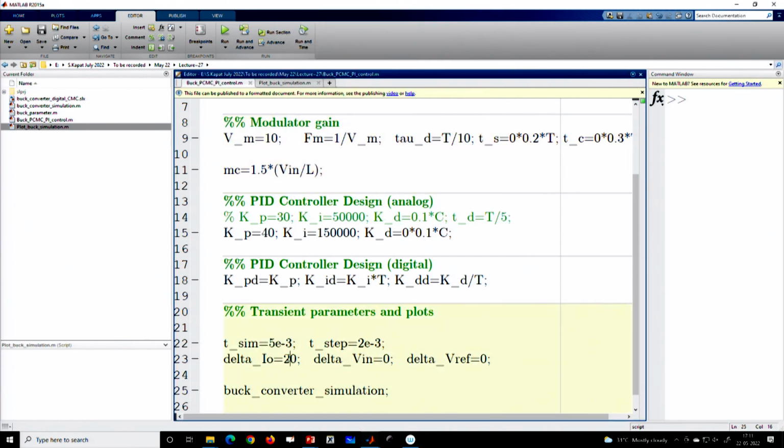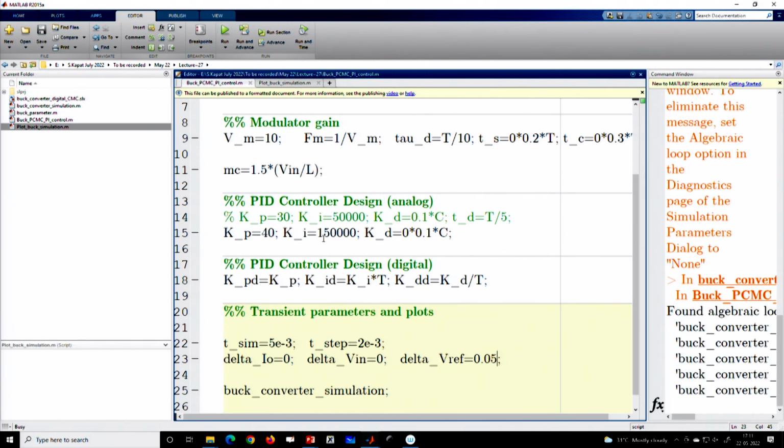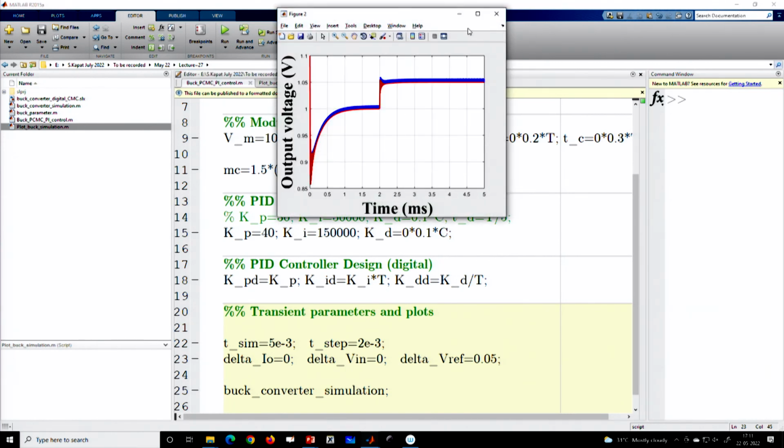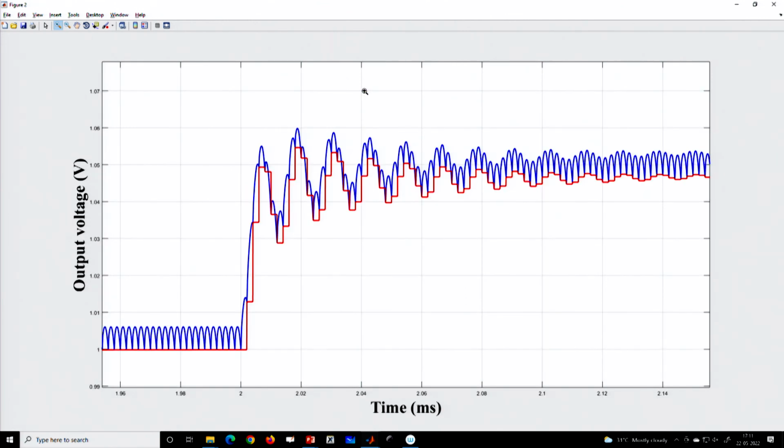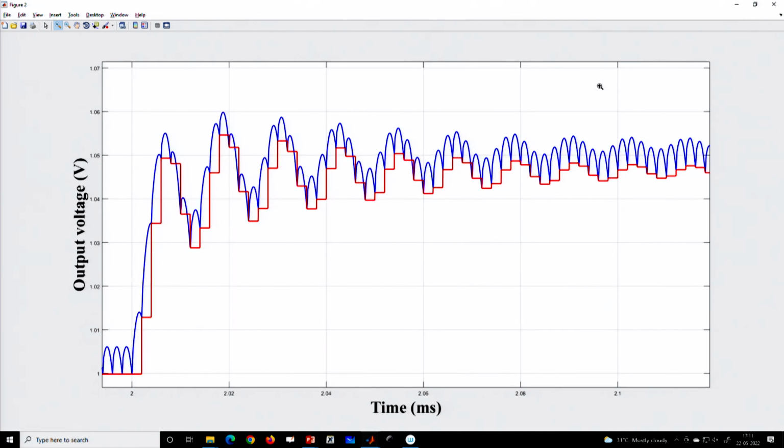So you can also perform, here I did load transient, you can do reference transient, and you can carry out the same reference transient that we have performed for mixed signal current mode control. But because there is one sample delay, you can see there is some oscillatory behavior, because any delay will degrade the phase margin, and because of that poor phase margin, it will also become more oscillatory. So we need to be careful about this design process.